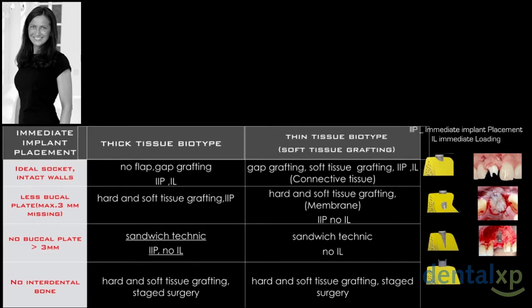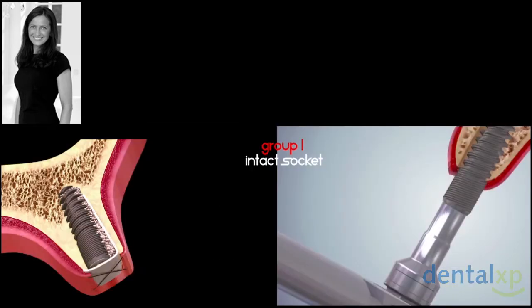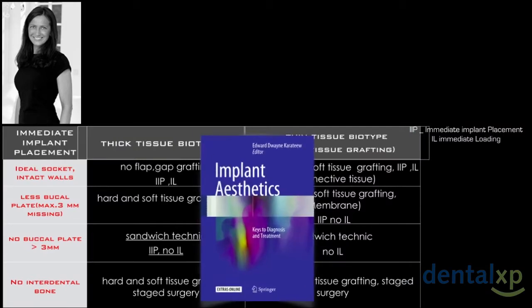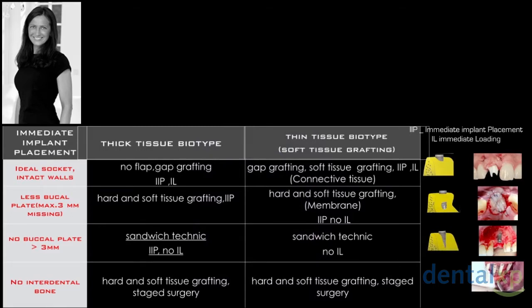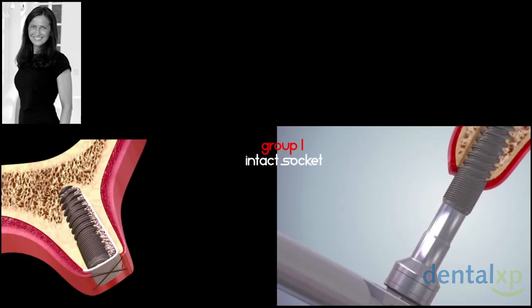And when you don't have interdental bone, what do you do? Short implants, or also a vertical grafting until 4 millimeter with particulate material. We will see in a minute.